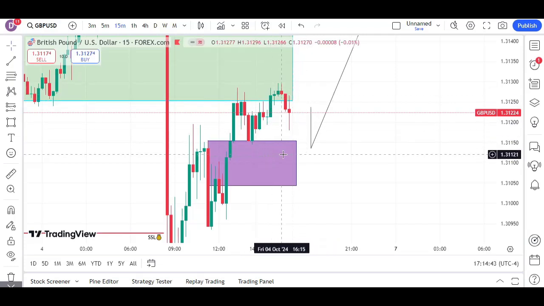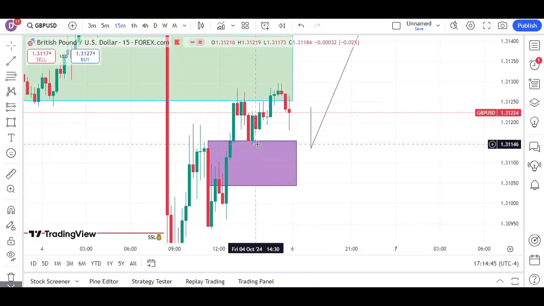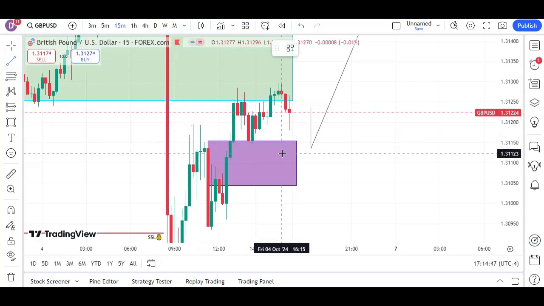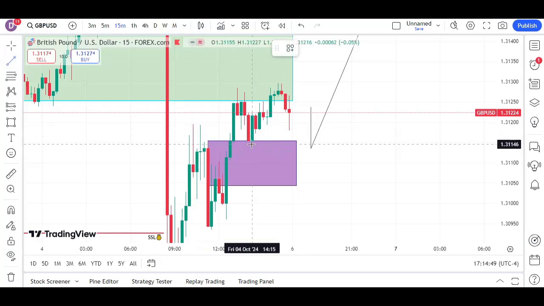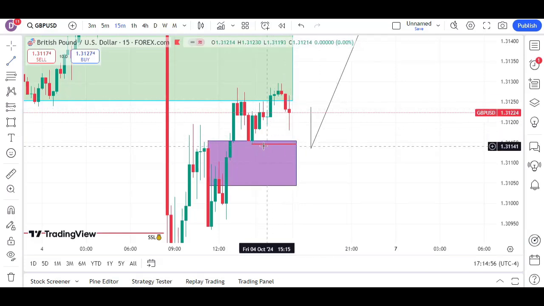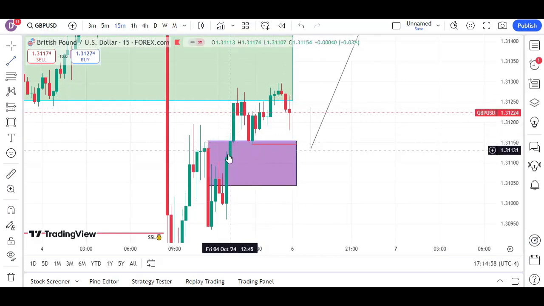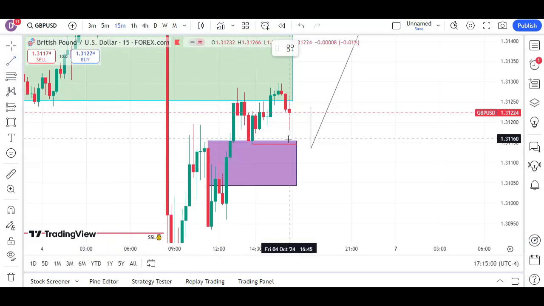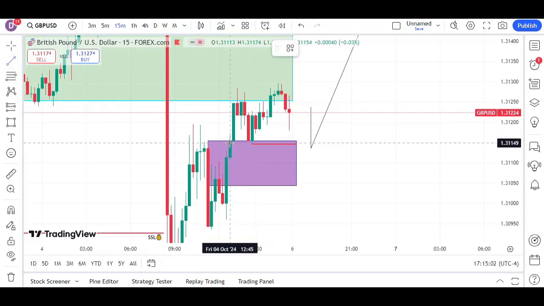But I would want to see us take out this sell side liquidity right here. Those people who bought here and those people who have their stop losses hanging around there. So I want to see price retrace, take out this liquidity, come into this fair value gap right here. So you can see we have this fair value gap.